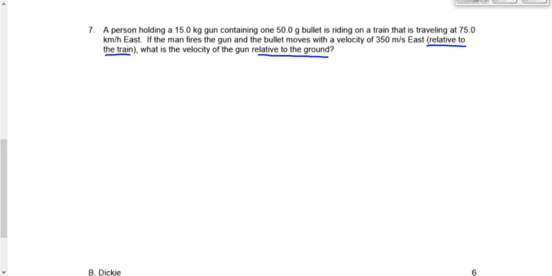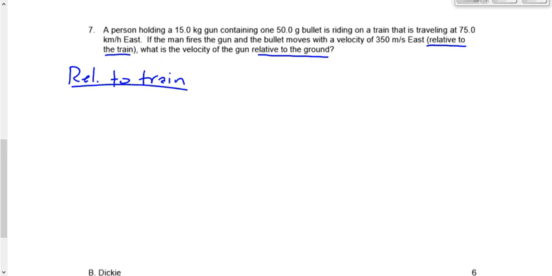The fundamental key to this question is recognizing that you have to be in 1 frame of reference. So you need to pick one. I'm going to pick the train as my frame of reference. Got it? So everything in this question, until I get to the end, because I'm looking for the velocity of the gun relative to the ground, is going to be measured relative to the train. I'm going to write that down just so I don't forget. Relative to the train.